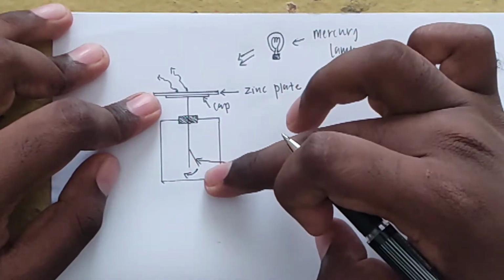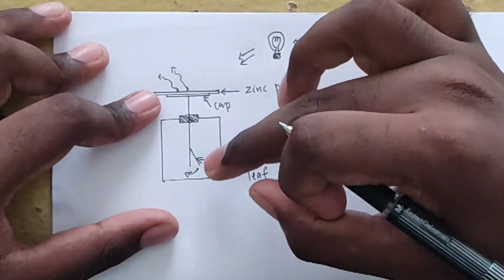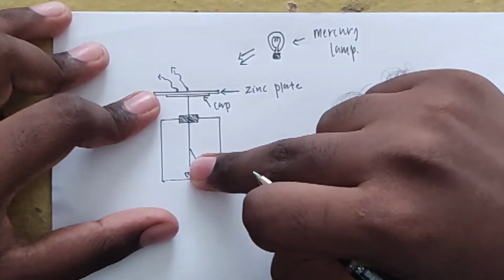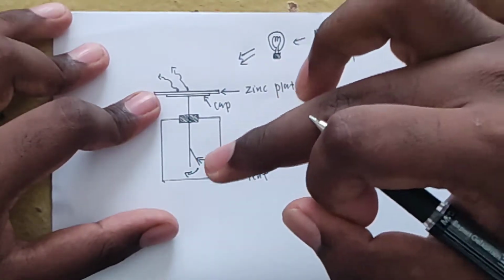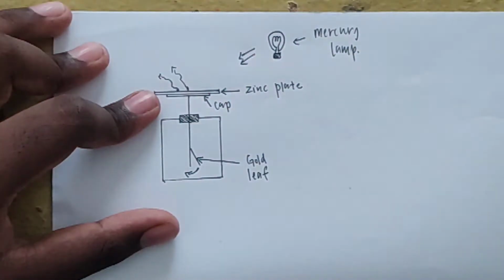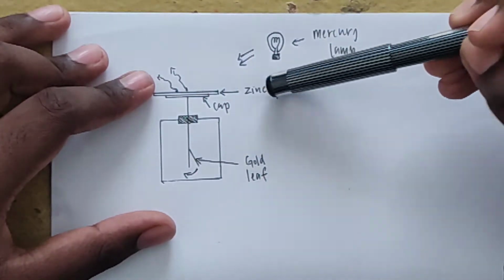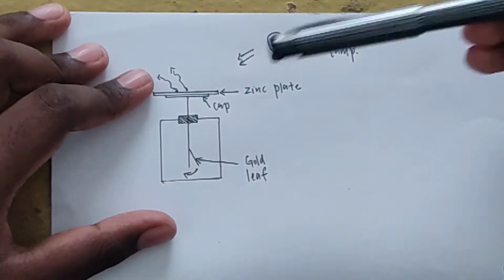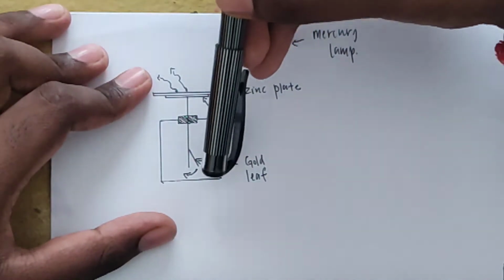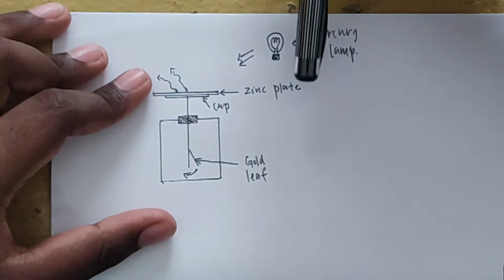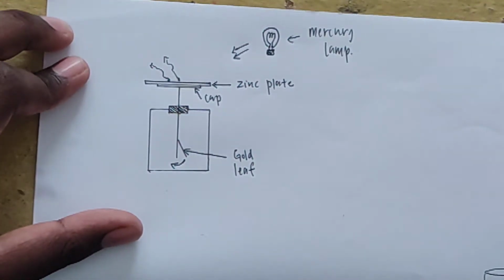And due to this gold leaf being negatively charged, which means it has more electrons in it, the electrons over here will move through this wire and go to the zinc plate. That is the reason why the gold leaf diverges back to its original place. So here we can see that the zinc plate is losing electrons due to the mercury lamp. Put in other words, when the mercury lamp is turned on, the gold leaf diverges back to its original place, but when it's turned off, the gold leaf stays where it was. So that's it. That is the photoelectric effect.